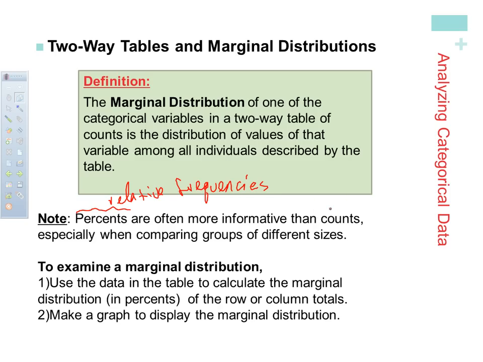Now, to examine a marginal distribution, we're going to use the data in the table to calculate the marginal distribution of the rows or the columns, and so we're going to use the totals. So we'll either use the total of the column or the total of the rows, and again we'll make sense of this in a second if it's not yet, and then we'll try to come up with some way to graph or display that marginal distribution.